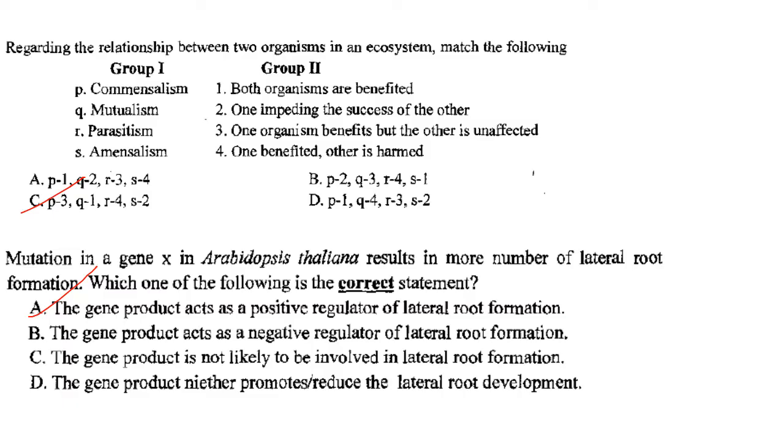Then, regarding the relationship between two organisms in an ecosystem, match the following. Commensalism. So in commensalism, one organism benefits but the other is unaffected. So P3. Then mutualism, both organisms are benefited. And parasitism, one is benefited, other is harmed. And amensalism, one impeding the success of the other. So answer is option C, that is P3Q1R4S2.